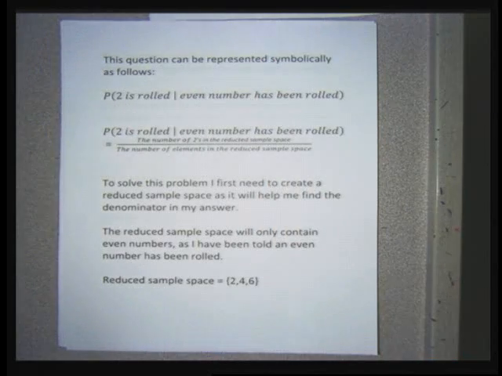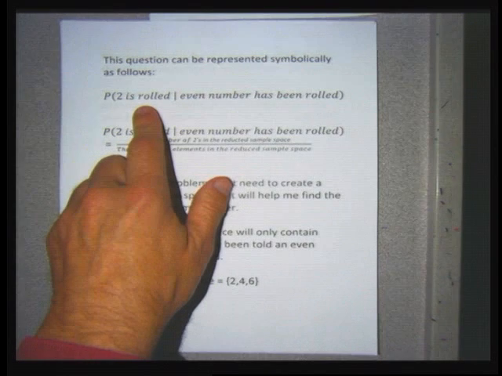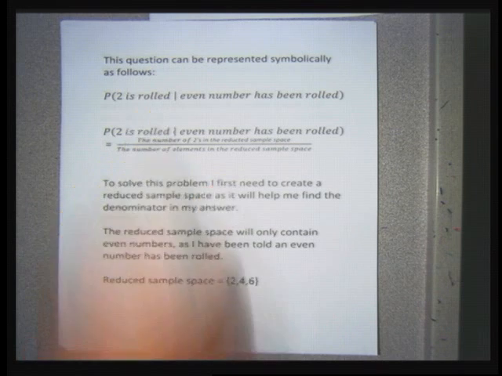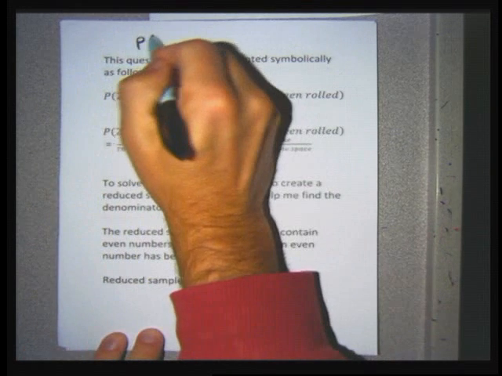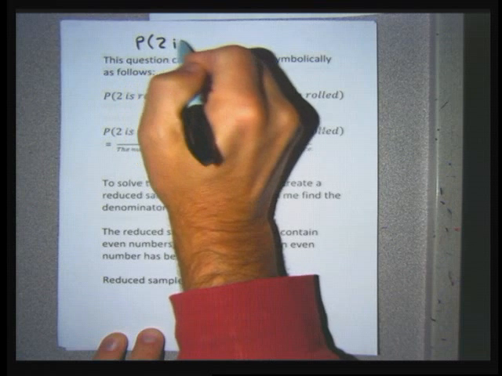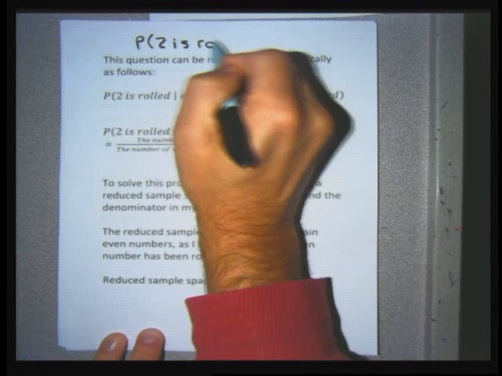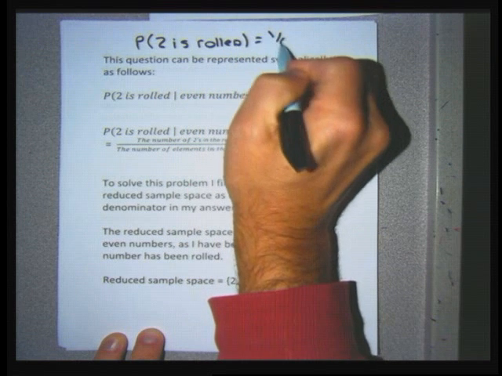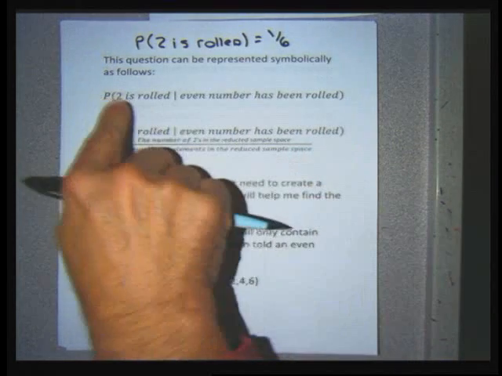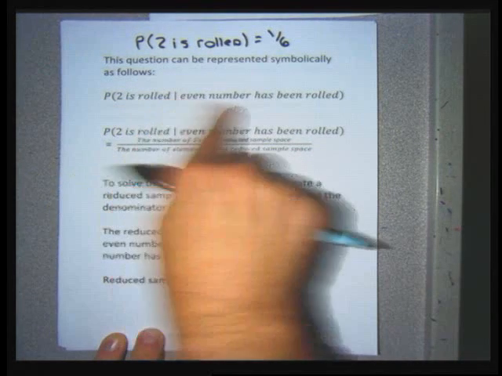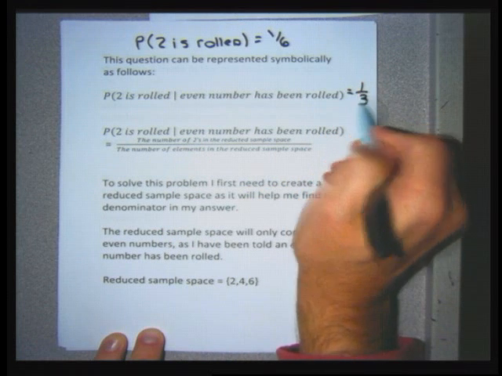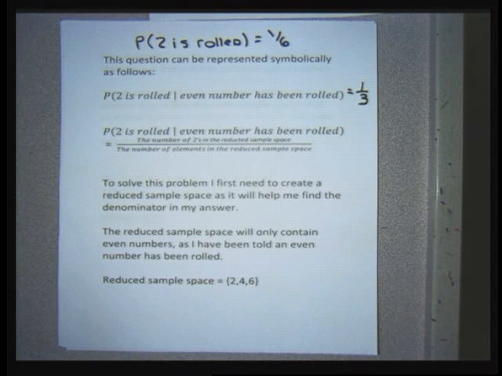And then on this next page, I restated the problem as if it was a conditional probability question. If it wasn't conditional probability, symbolically it would look like just: what is the probability that a 2 was rolled? And the probability that a 2 was rolled without any extra information was 1 in 6. But the probability that a 2 was rolled given that an even number has been rolled, that's the second version of the problem, that's 1 in 3. And the rest of this is just me typing up what I just said.